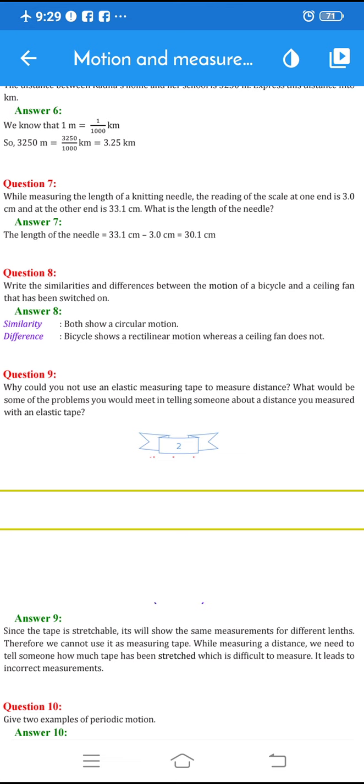For that, you already know what to do. To find the length of the needle, you have to subtract the reading from which you started from the reading at the other end.